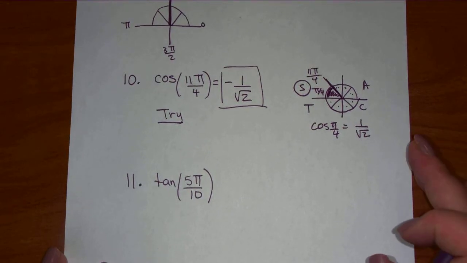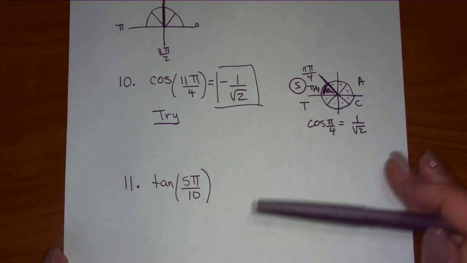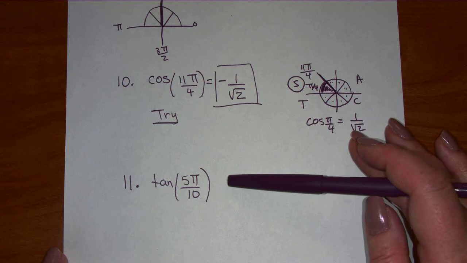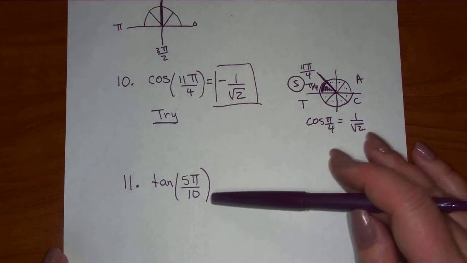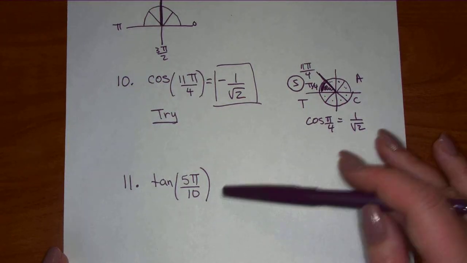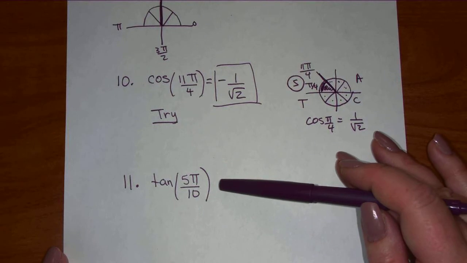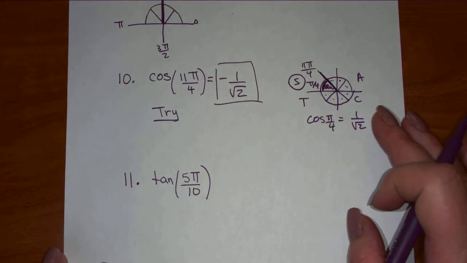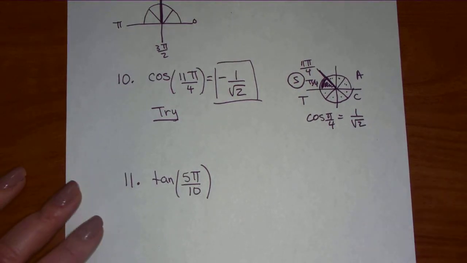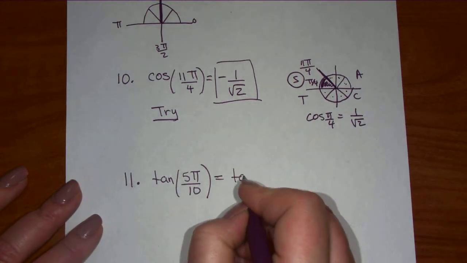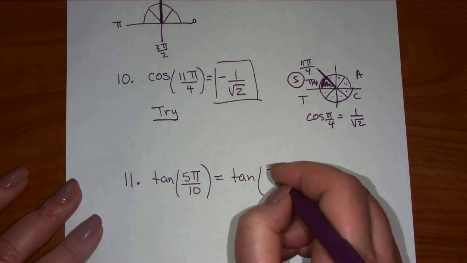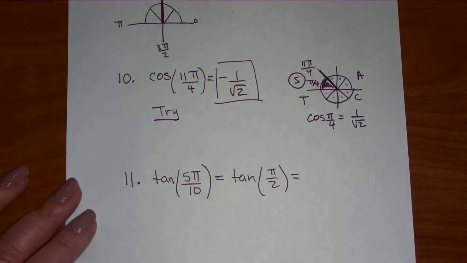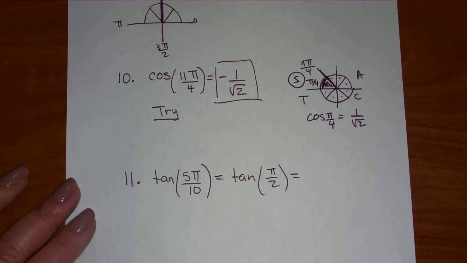What's the problem here? pi over 10 is not in our table. So we must be able to reduce it. So what's 5 pi over 10? Yep, pi over 2. The 5's cancel. Tan of pi over 2 is just in our table. We don't even need to draw it if you notice that. So what's tan of pi over 2? Undefined.